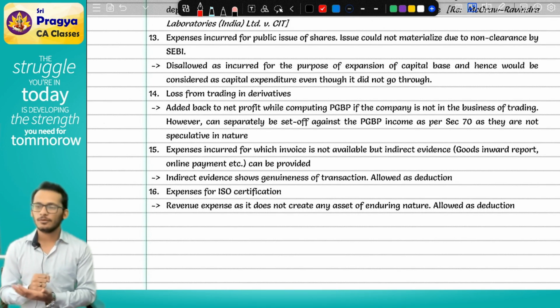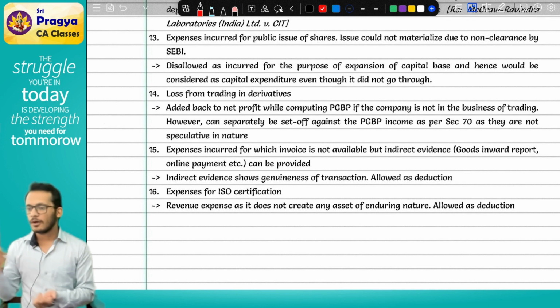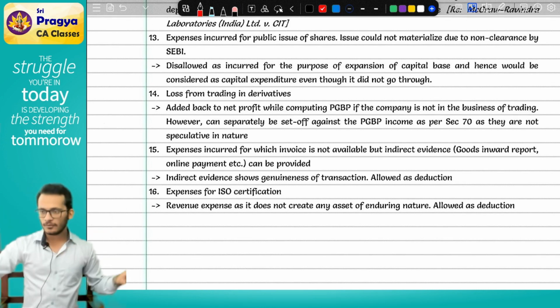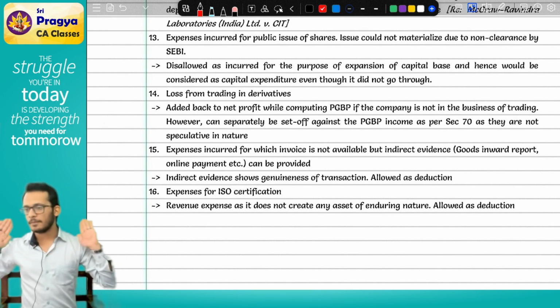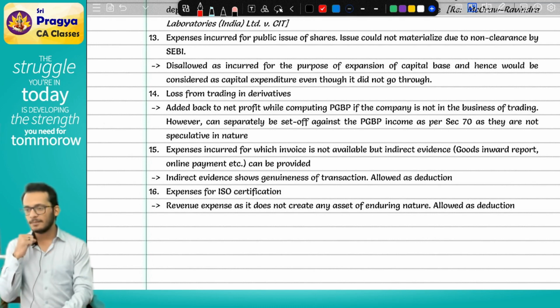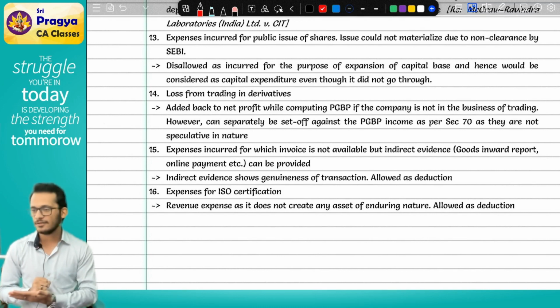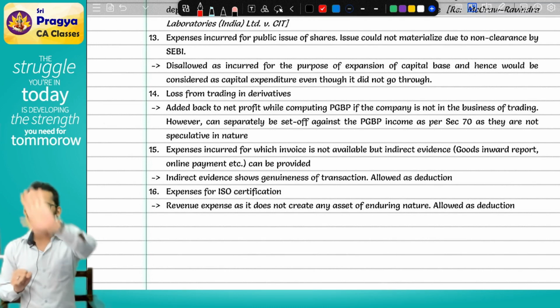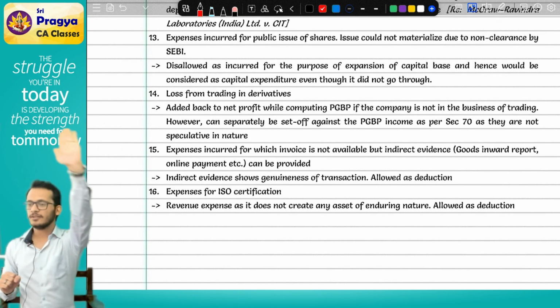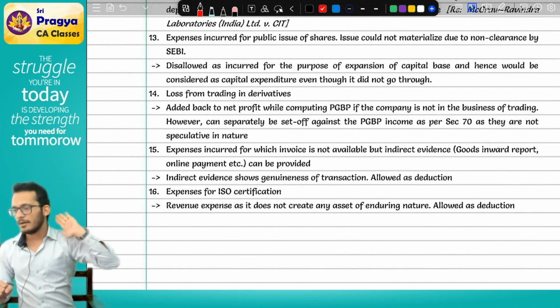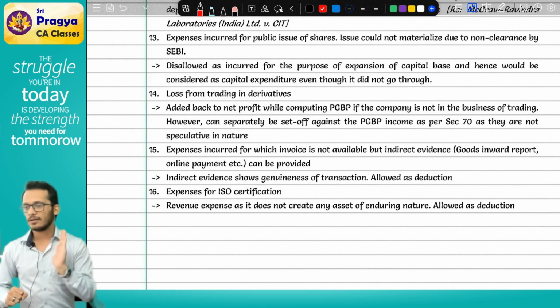Now, question to you: you have called the ISO people to your office, shown them your office, and told them, sir, I am doing everything properly. For this, they have given you a stamp that says ISO certified. Tomorrow you take this stamp, go to the market and say, I am ISO certified, which means I am a good person. Are you creating an asset or not creating an asset?